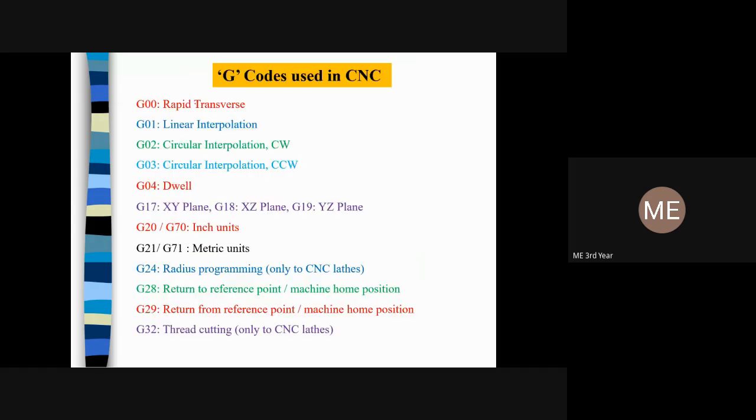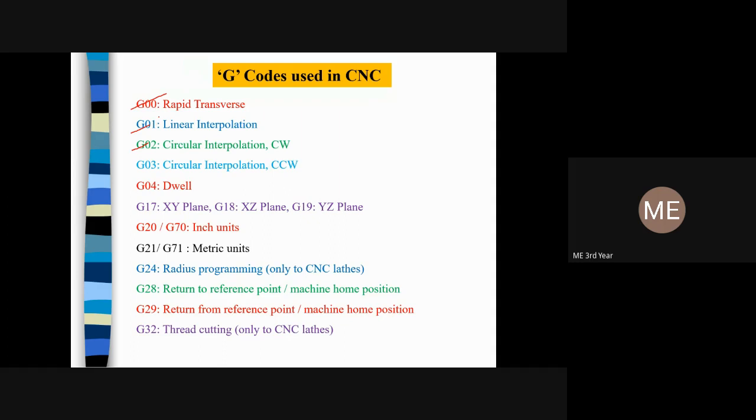Now these are the very important G codes. There are a lot of G codes and M codes. G is also called the preparatory code, and M is the miscellaneous code. Sometimes you have to remember these codes, because they are very much needed and will not be supplied in your question paper. So you have to remember them; there is no shortcut.